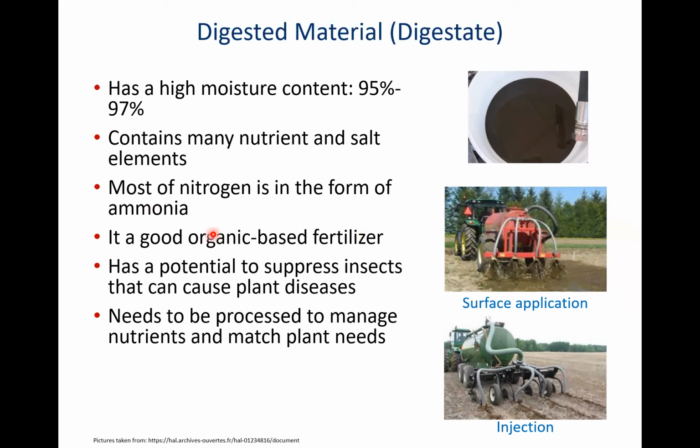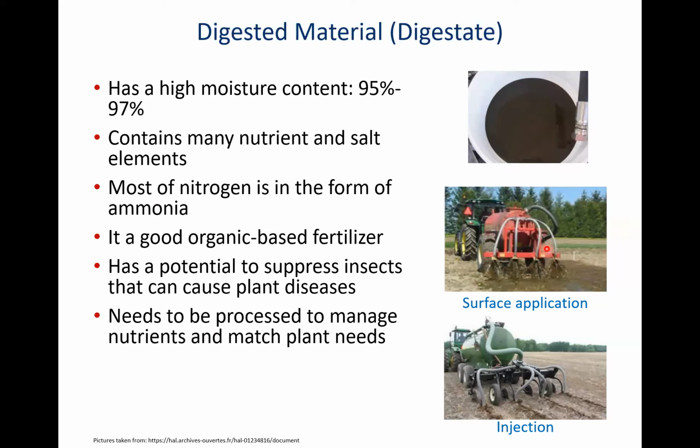Again, digestate contains a lot of nutrients. It has nitrogen in the form of ammonia, and this is why we mentioned before that organic nitrogen, like in protein, is converted to an inorganic form, which is ammonia. This digestate is a good organic fertilizer or biofertilizer, and it also has potential to suppress insects that can cause plant diseases.